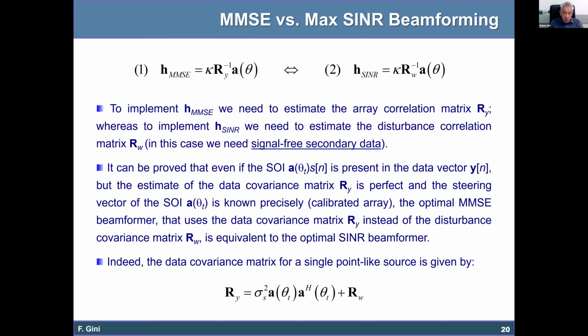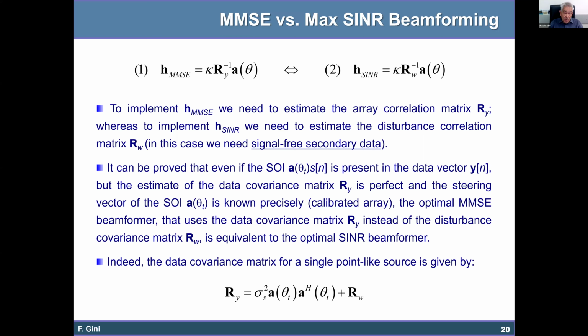But before showing the different behavior of the two, let me stress one thing. First of all, it's clear that we cannot implement either the first one or the second one, because typically we don't know Ry, we don't know Rw. So they should be estimated from the data. Now, we have seen how to estimate Rw by using n snapshots.